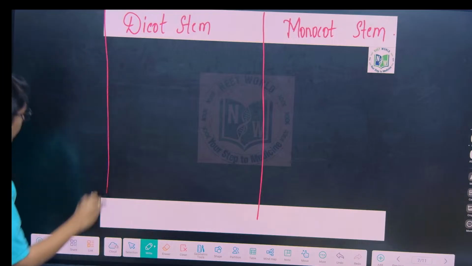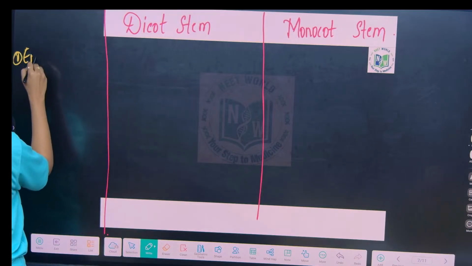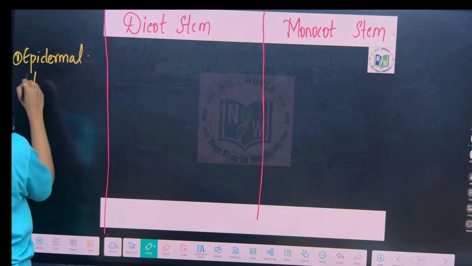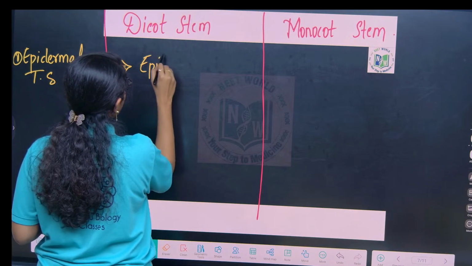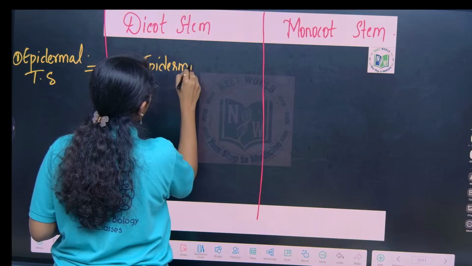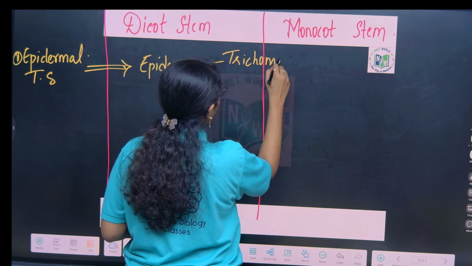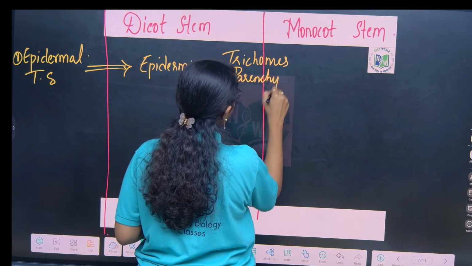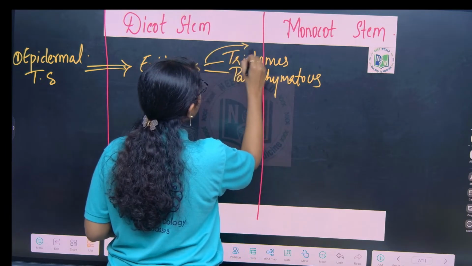First is what? Epidermal tissue system. Here it is epidermis. It has trichomes as epidermal appendages, and it is parenchymatous. It is covered by a cuticle layer.